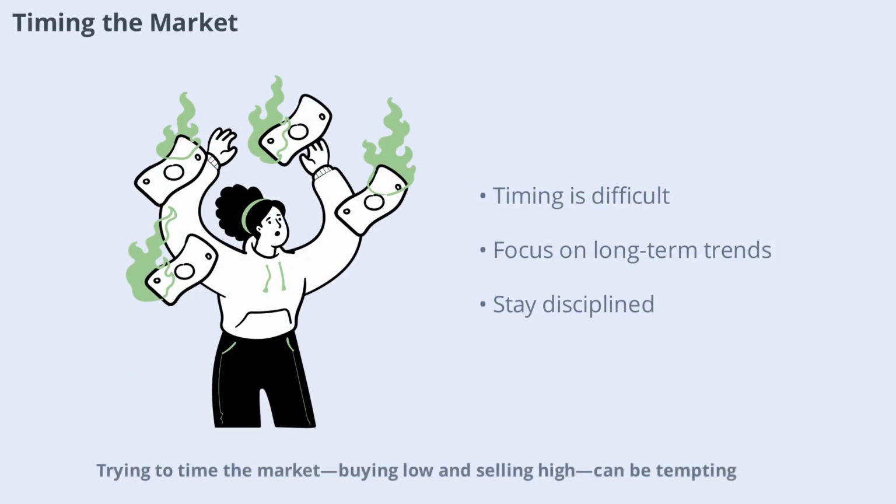Trying to time the market, buying low and selling high, can be tempting, but it's notoriously difficult. Even experienced investors struggle to predict short-term movements. Instead, focusing on long-term trends and maintaining a disciplined approach often yields better results. Patience and consistency are key to successful investing.